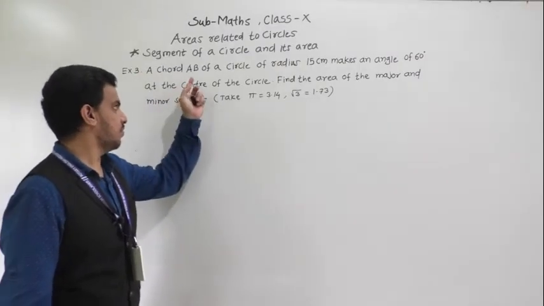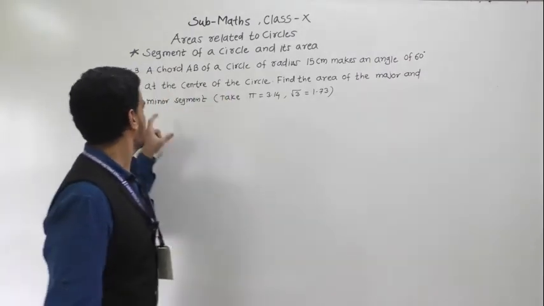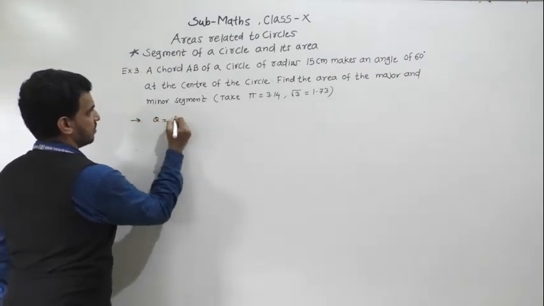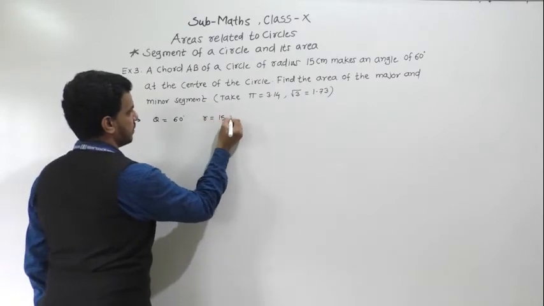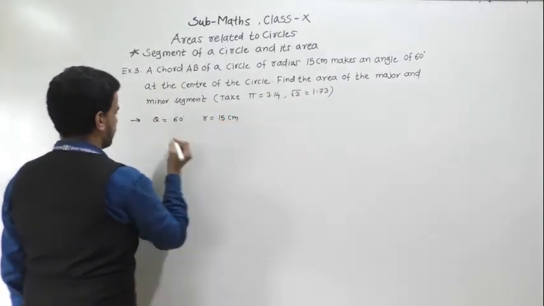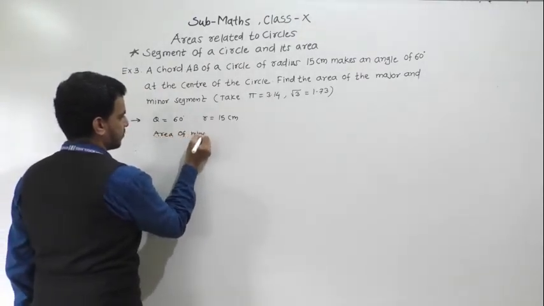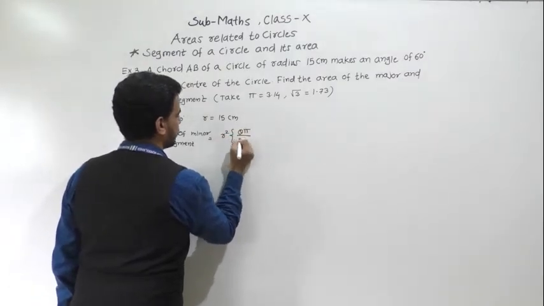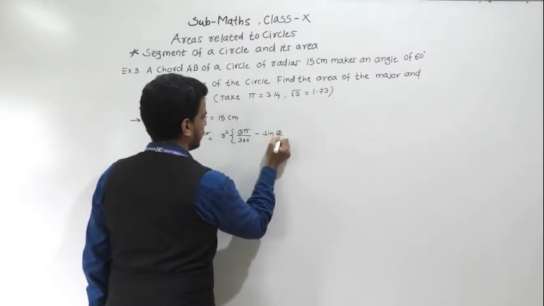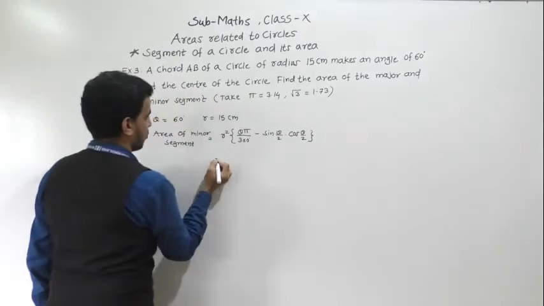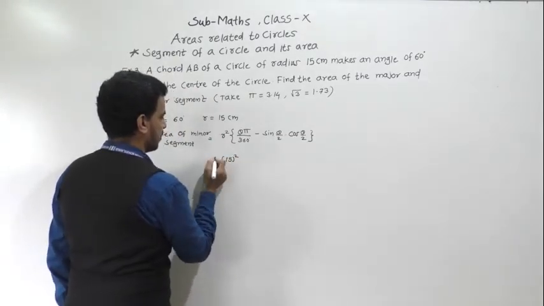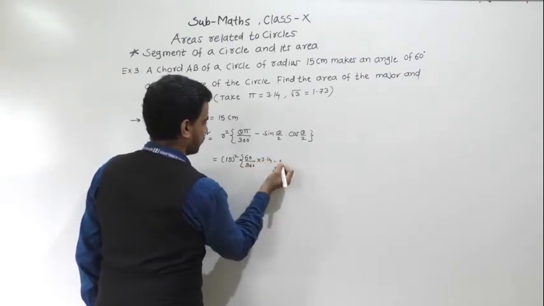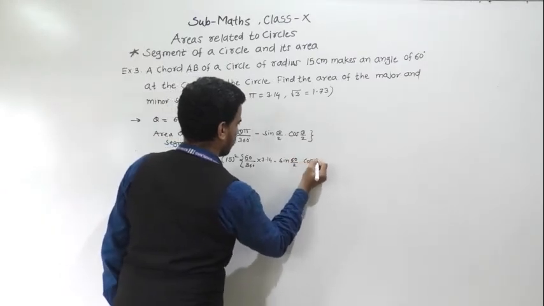A chord AB of a circle of radius 15 centimeter makes an angle of 60 degree at the center of the circle. Find the area of the major and minor segment. Again the same: theta is given as 60 degree, r is given as 15 centimeter, pi is 3.14 given, and root 3 is 1.73. So area of minor segment is equal to r square in bracket theta pi upon 360 minus sine theta by 2 into cos theta by 2. So r is 15, so 15 square, theta 60 degree, so 60 upon 360, pi 3.14, minus sine 60 by 2 into cos 60 by 2.